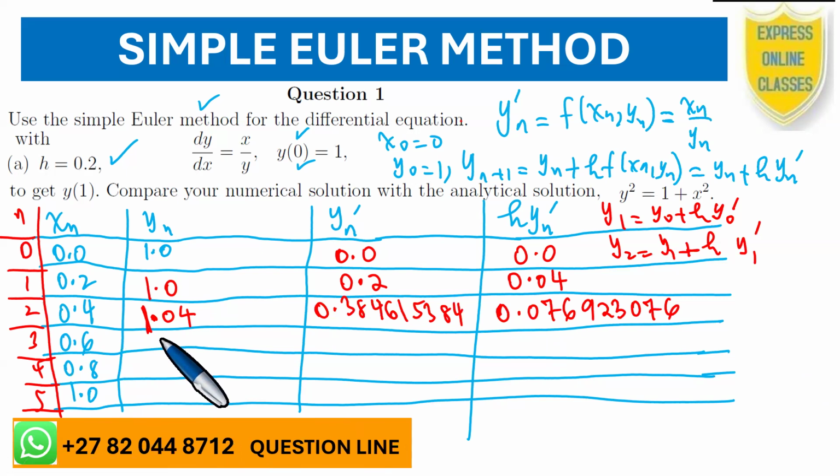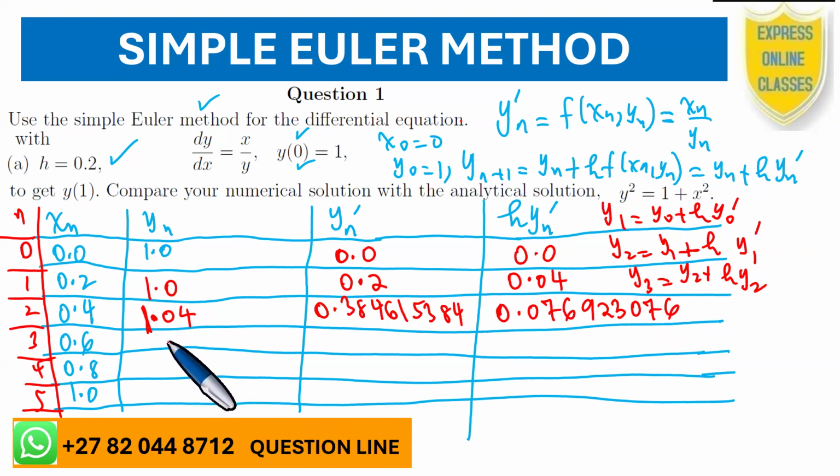At this point, our y3 can just come from the simple Euler formula. When n is 2, because it's 2 plus 1, this is going to be y2 plus h y2 prime, and the n becomes 2 for y3. Okay, let's get y3 now.